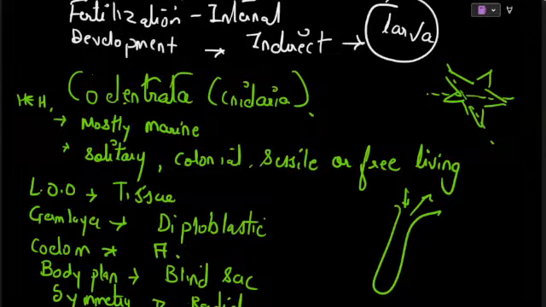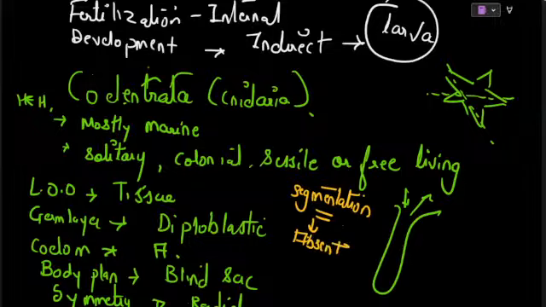Segmentation and notochord. Segmentation. They do not have metameric segmentation, right? It's present in which phylum? Annelida. And any other? My question is, is it present in Arthropoda? Abdominal part of cockroach, do they show segmentation? So segmentation is absent in Coelenterata, correct? Notochord absent.